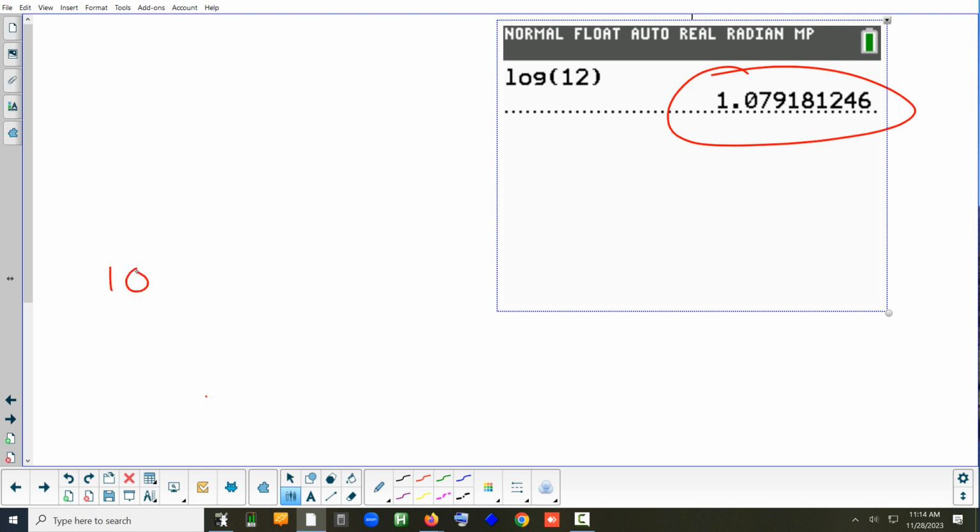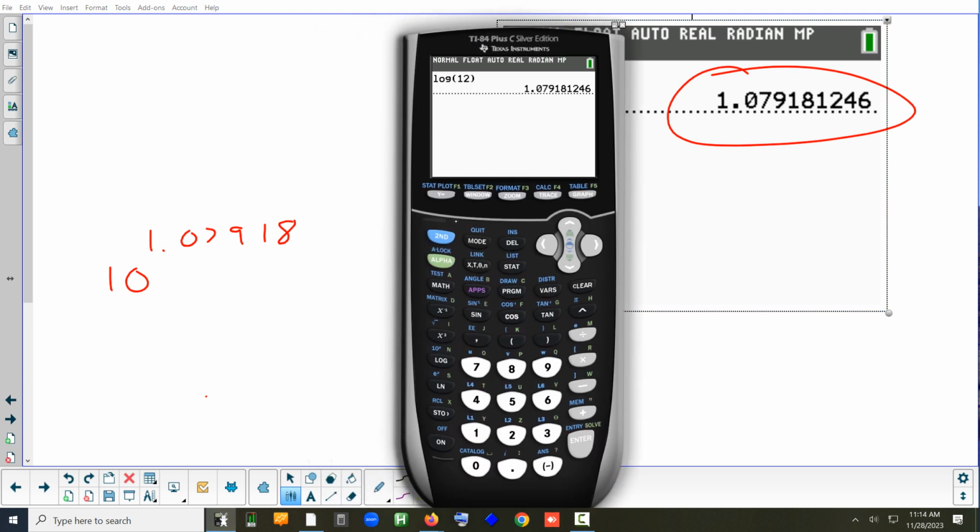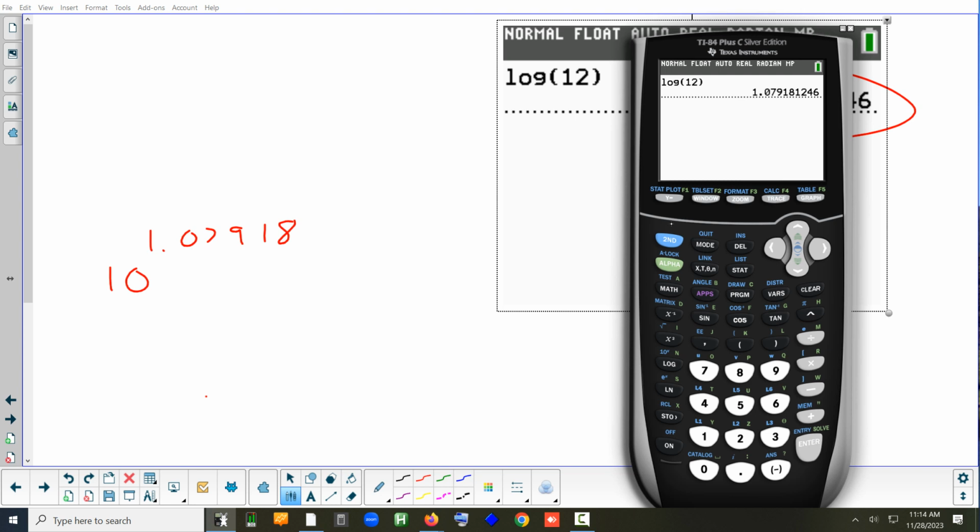Now let's see what happens if we raise 10 to the 1.07918 power. Anyone have a guess what I'm going to get? Yeah, I'm going to get 12. Or I rounded it, so I might get like 11.9, something like that. So 1.07918. Well, if you put in the decimal, it works better. Right, so if you raise 10 to that number, we basically got 12.